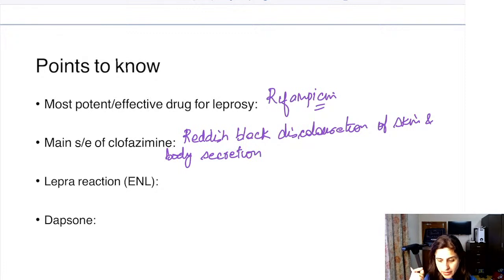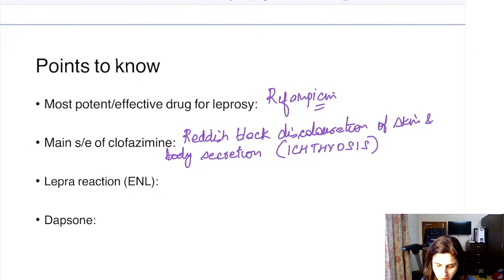Reddish black discoloration of the skin and the body secretions. इसको कहते हैं ichthyosis. Very good, Kishore. Yes, ichthyosis. ठीक है, so reddish black discoloration that is seen with the clofazimine.